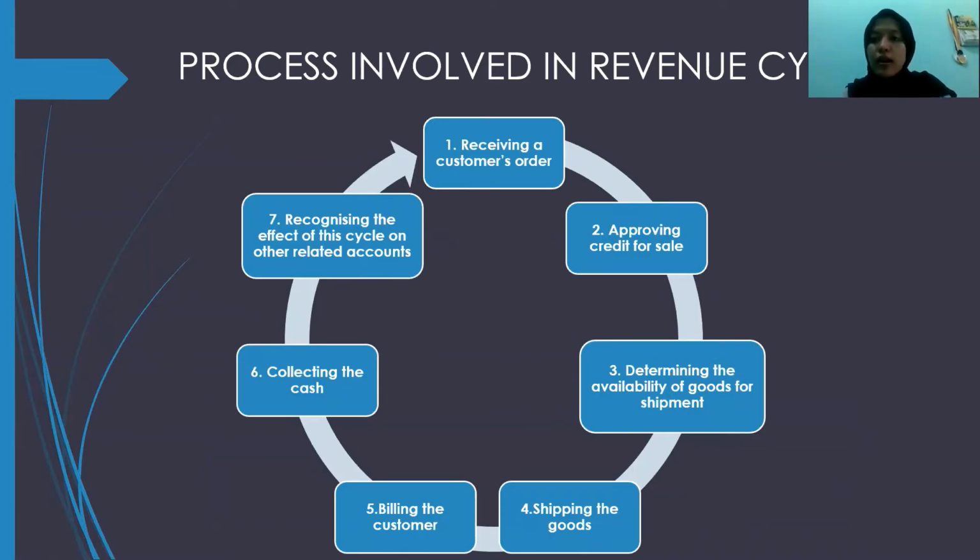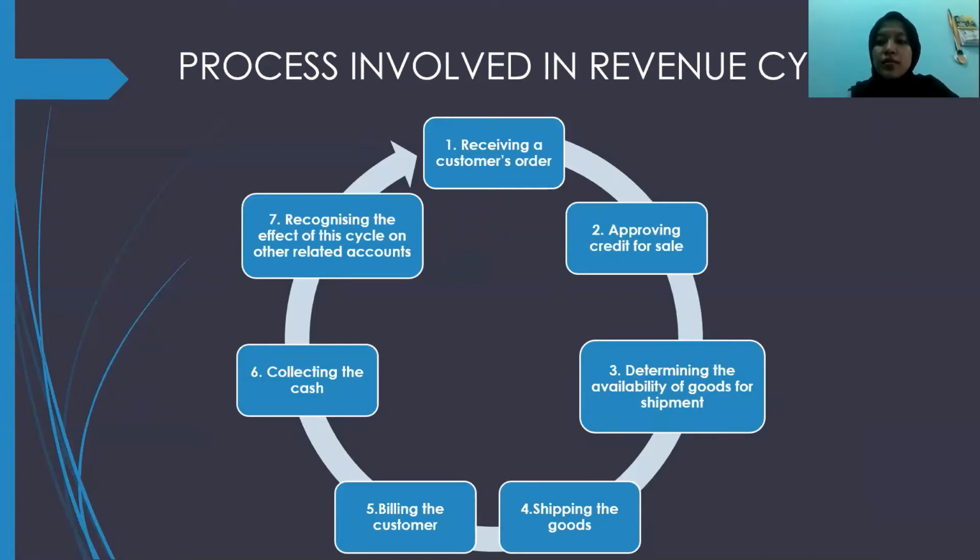So the first step in the process, receiving a customer order, begins with the receipt of a purchase order from a customer or a document that has been prepared by the salesperson. The customer purchase order will contain the name and address of the customer and also the goods that they want to purchase. The second process is approving credit for sale.